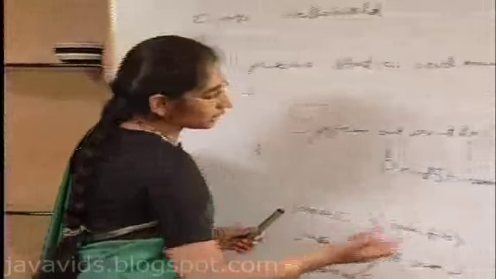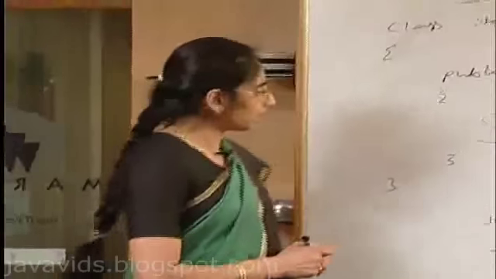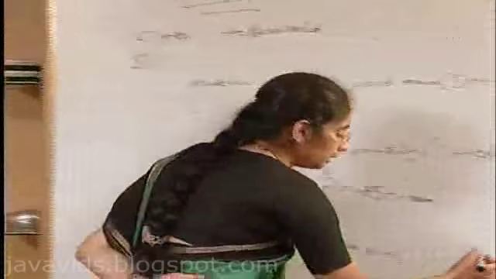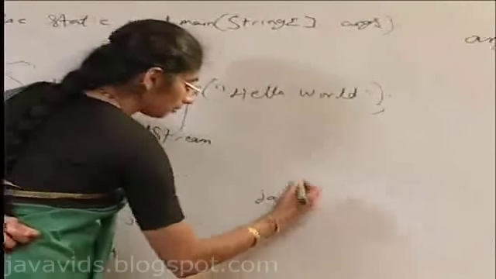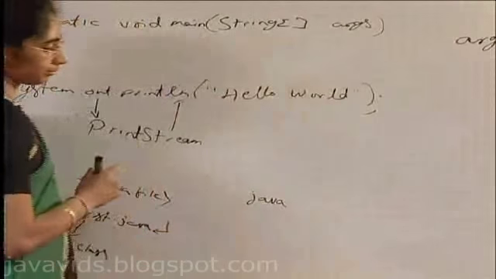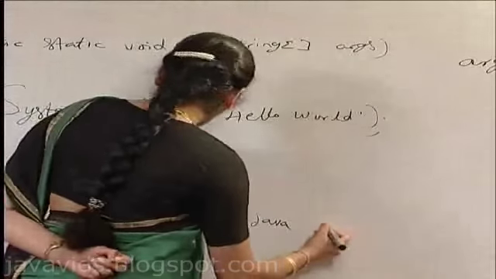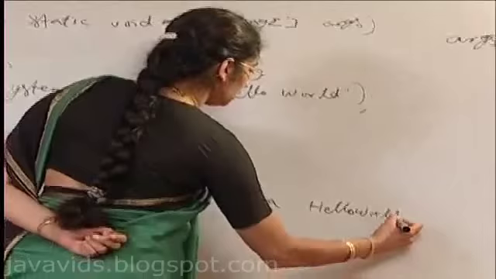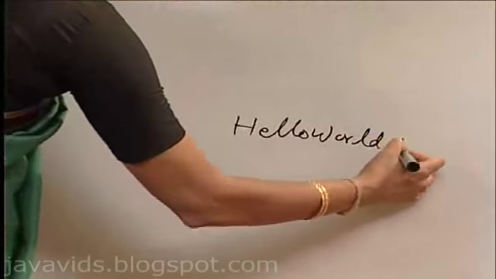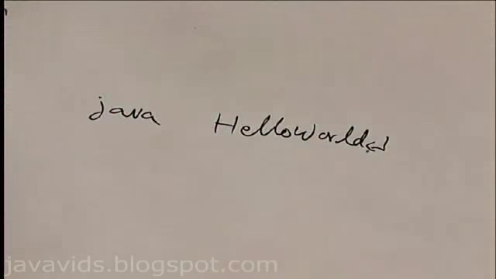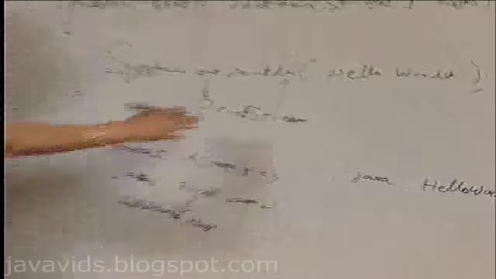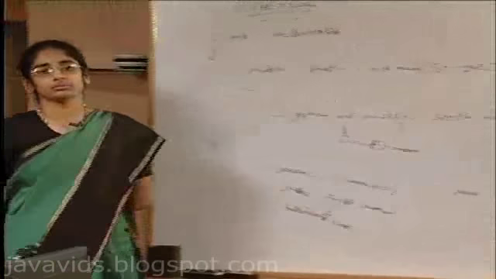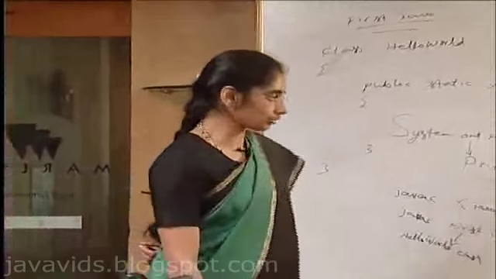Now once you have a class file, then you execute it. In order to execute the program, you use the java command followed by the class name. Now when you write the class name, you just say java HelloWorld and press enter. This executes the class file to display Hello World on the monitor, the standard output device that is.